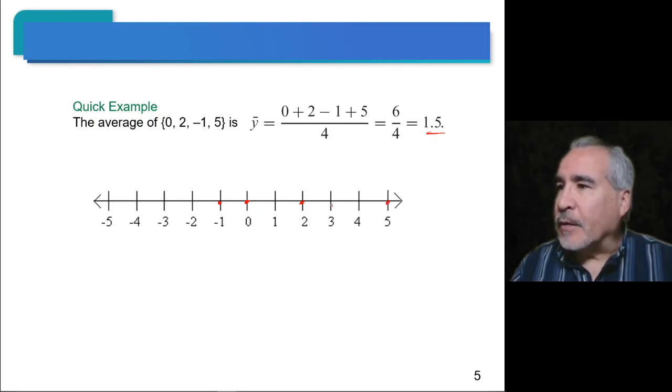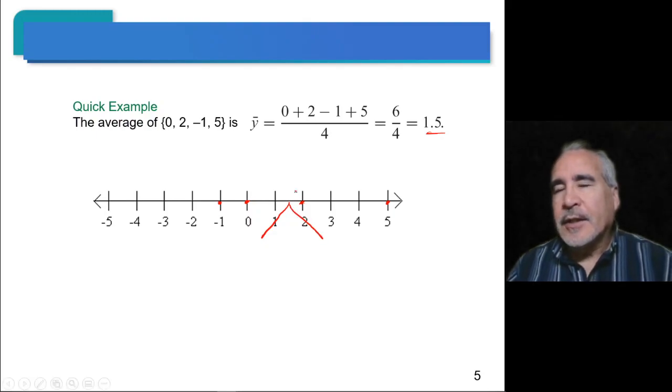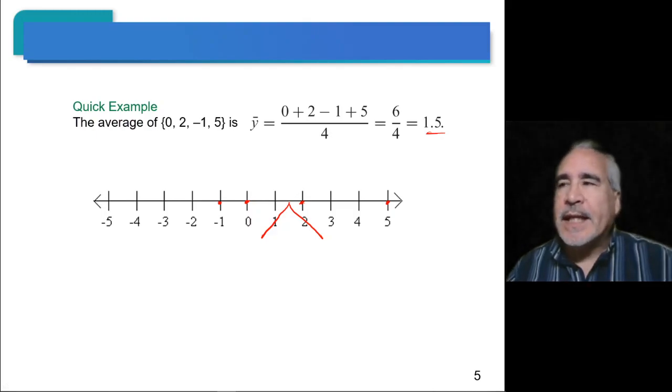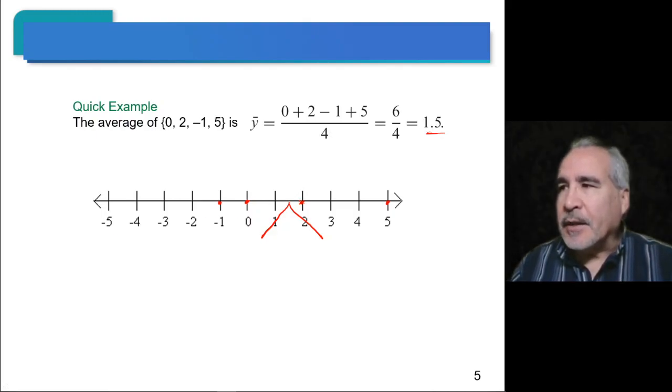And the average being 1.5 means that the center is right here. So this is sort of the balance of these points. It's the central balancing. It's not the middle. That would be the median, not the exact middle, but it's going to balance it.